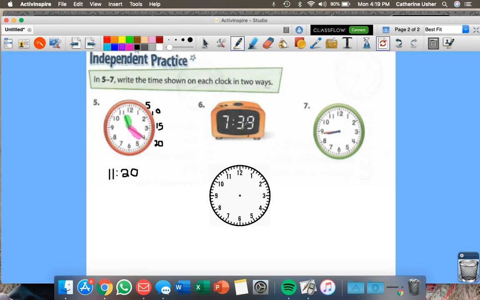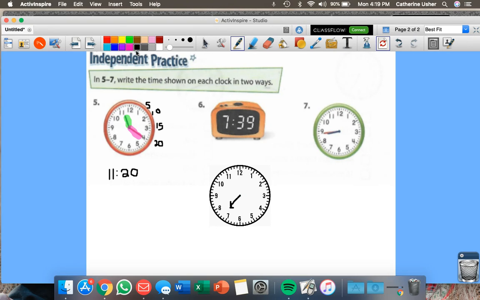So for number 6, it gives you the time on a digital clock. And you were asked to read this clock and write what that would look like on an analog clock. So starting with hours, like always, our hour is 7. So I'm going to draw, starting at the middle, my shorthand, and it can go a little bit past the 7, but not too far, pointing to the 7 or a little bit past the 7. And then my minutes are 39.